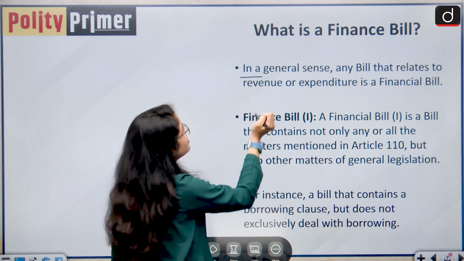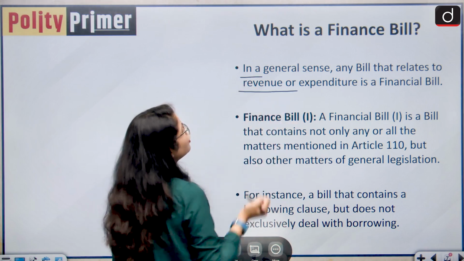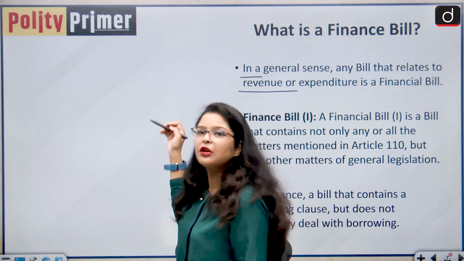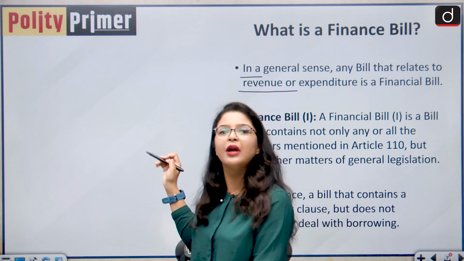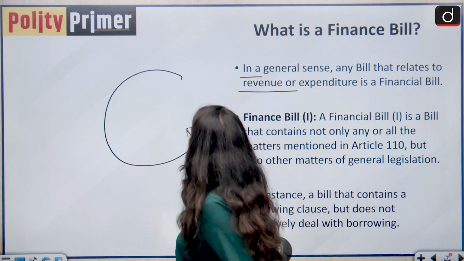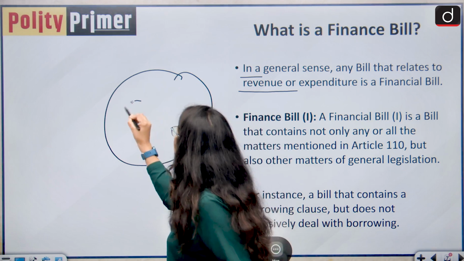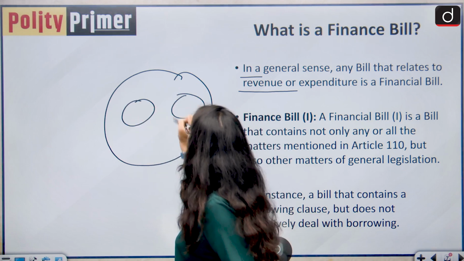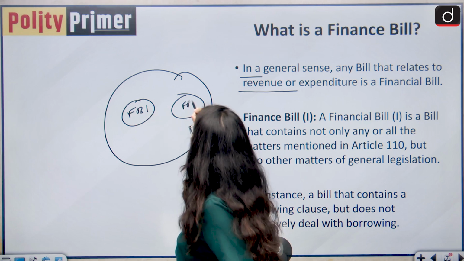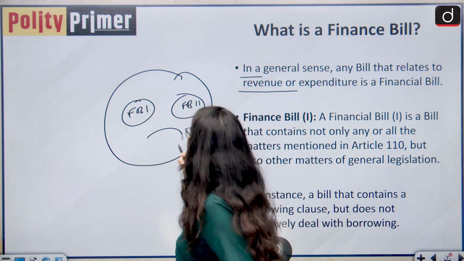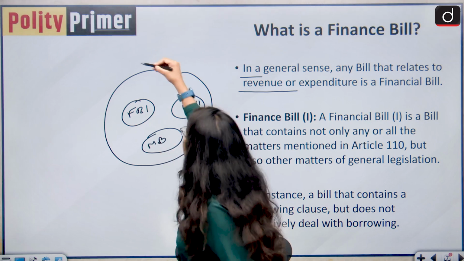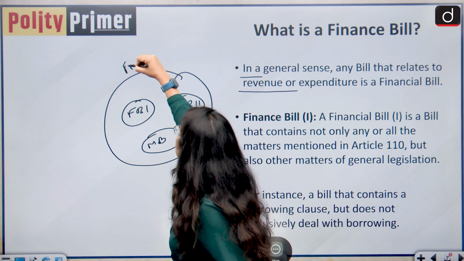In the general sense, any bill that relates to revenue or expenditure is a financial bill. Let us try to understand this with the help of a Venn diagram. This is a big circle. This is financial bill of category 1. Then there is financial bill of category 2, and then there are money bills. And this whole is known as the finance bill.